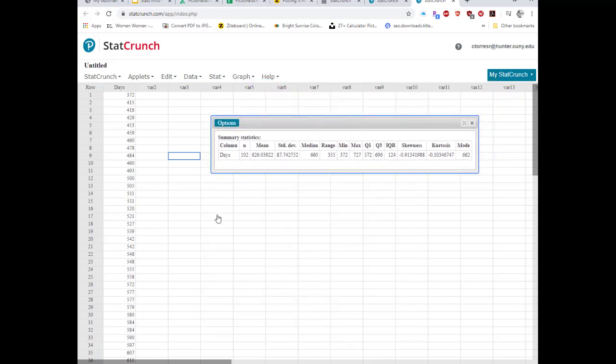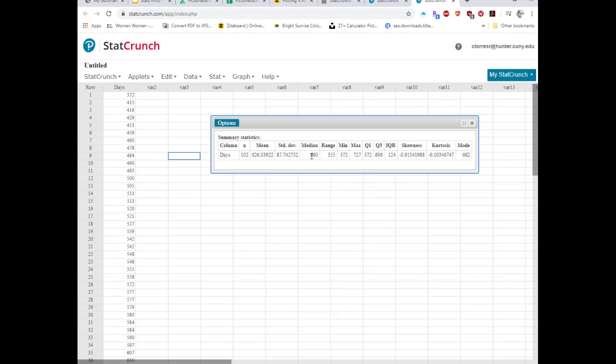Let's see what I've got. Well, it looks like the school has 102 employees. The mean of days that they've been employed is 626 days. Standard deviation is 87 days. And the median is 660. That's quite a bit of a difference, but not too bad. Let's look at the skewness. Skewness is negative 0.9, so it's almost at -1, but it's not, so it's okay. Kurtosis looks great. It's within the acceptable range of -3 and +3. So numerically, this looks good.